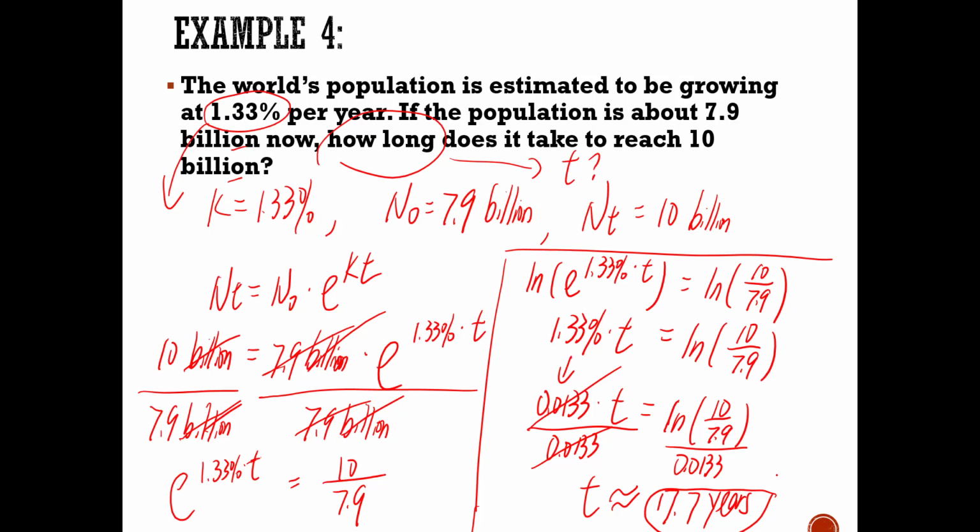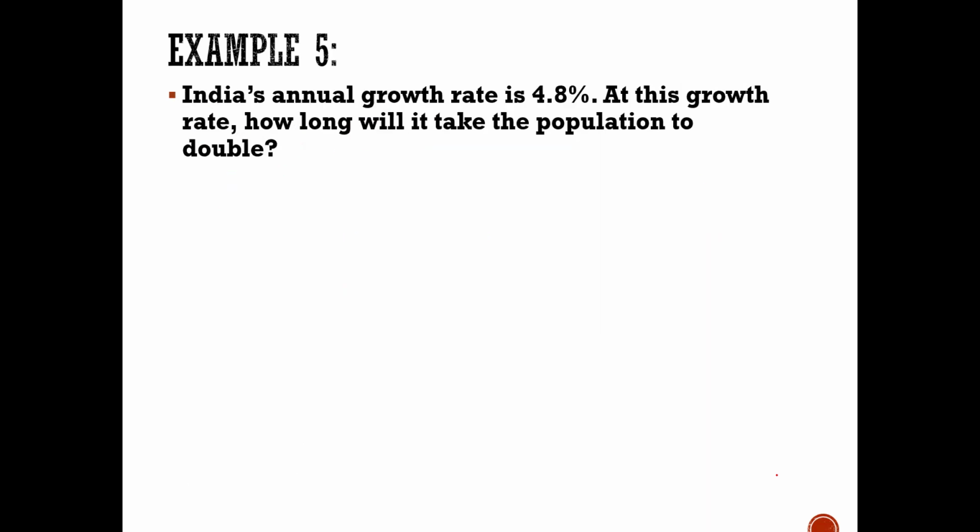Okay, so this is solving for time t. So basically, we're looking at each one of these scenarios and solving for a different variable here. Example 5, India's annual growth rate is 4.8%. At this growth rate, how long does it take the population to double? So this is what we call the doubling problem, because they're talking about doubling the population. Doubling time. And again, how long? That's time t, so it's solving for time t.